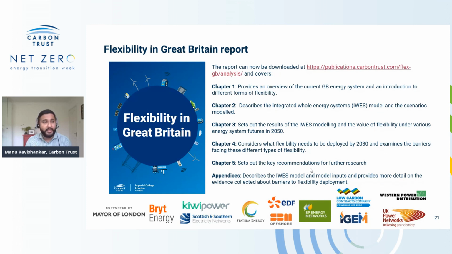Chapter four goes beyond modeling, takes the modeling results and understands how much flexibility needs to be deployed by 2030, and examines a range of barriers, in quite a holistic analysis using a deployment readiness index to understand the barriers that these different flexibility technologies might be facing. Chapter five sets out the key recommendations for further research. So people who are really interested in this area will hopefully find it useful to see which part of the scope we were able to cover and some of the questions that we would like to, but definitely is a priority for further research.